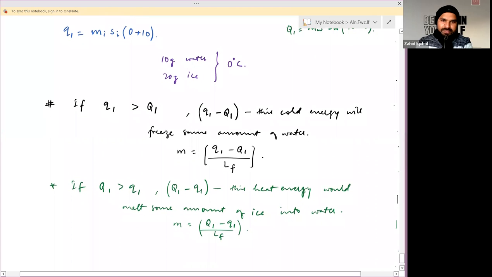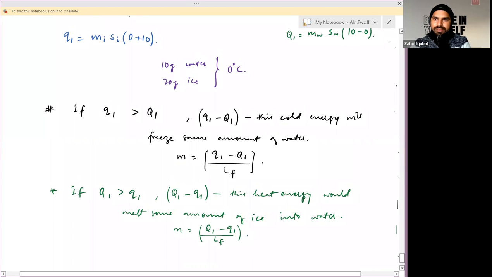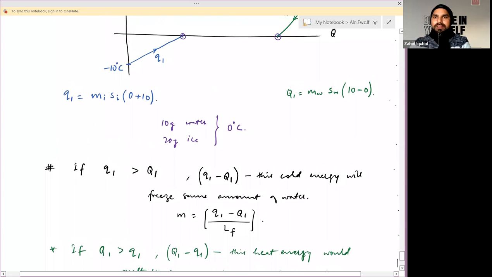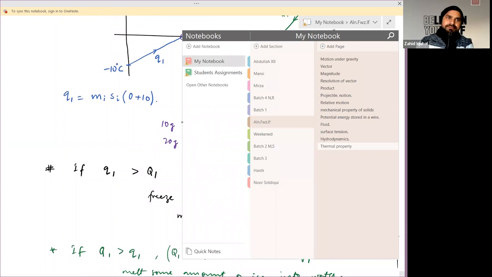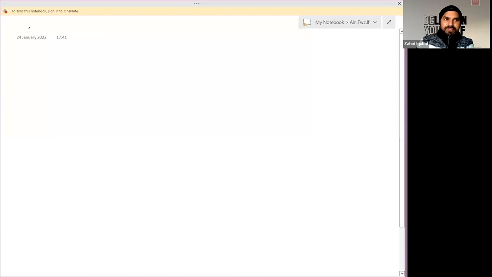So in last class, we have completed how to solve calorimetry part or heat exchange. Next is transfer of heat, or simply heat transfer. We mainly have three different types of transfer of heat. First is conduction. Second is convection. And third is radiation.